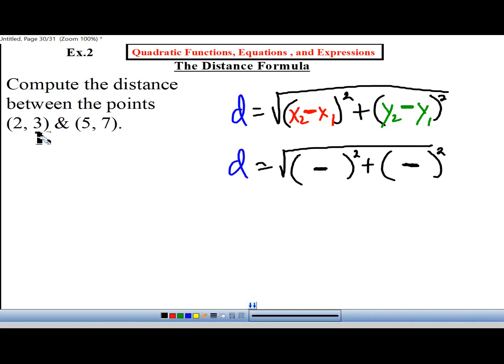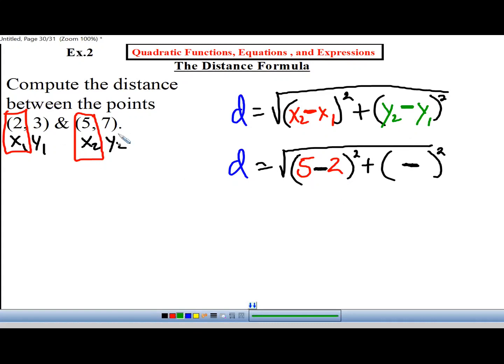Yeah, we need to label first the 2 points. So my first point is x sub 1, y sub 1. The second point is x sub 2, y sub 2. And now we just substitute them in there. So here we go. I'm going to start with x sub 2. X sub 2 is 5. Okay. X sub 1 is 2.